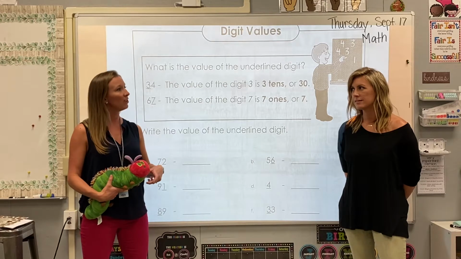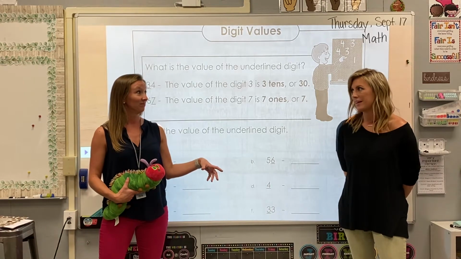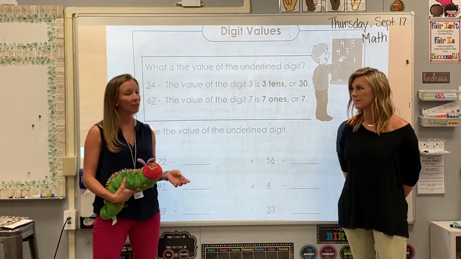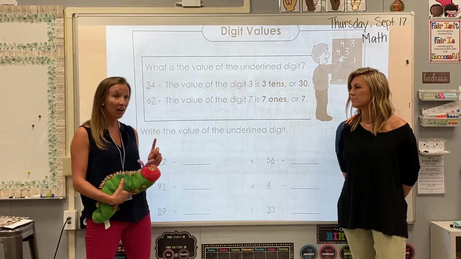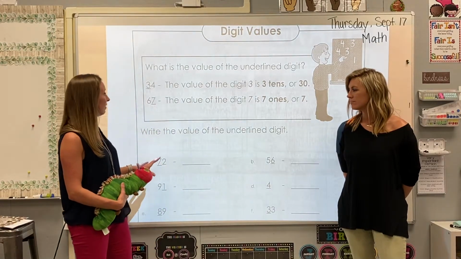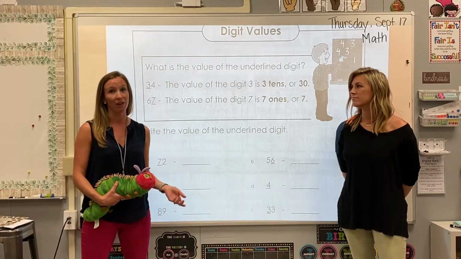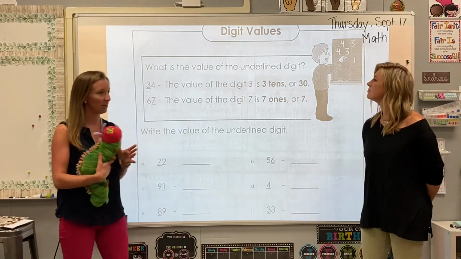But if I were to move the 9 and put it in the ones place, how much is that worth? Only 9, because it's 9 ones. So numbers are really special and we need to treat them carefully, like we're going to look at in this worksheet, because the underlined digit on this worksheet is going to determine how much that number is worth. So why don't we take a look at the directions, and I might set my caterpillar down.